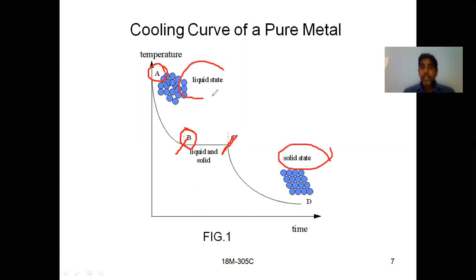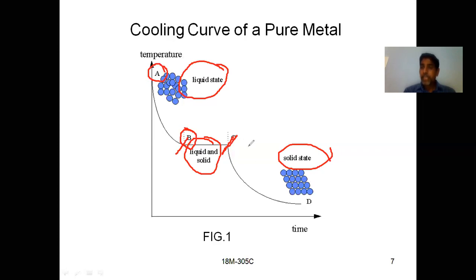Initially you have the liquid state, and when the freezing starts, it becomes liquid and solid. That means some portion may be liquid and some portion may be solid. That means the solidification process started, and at C the solidification process ended. There is no liquid now, only solid. In this way, the liquid is converted into solid. And when the phase change occurs, the temperature is constant.